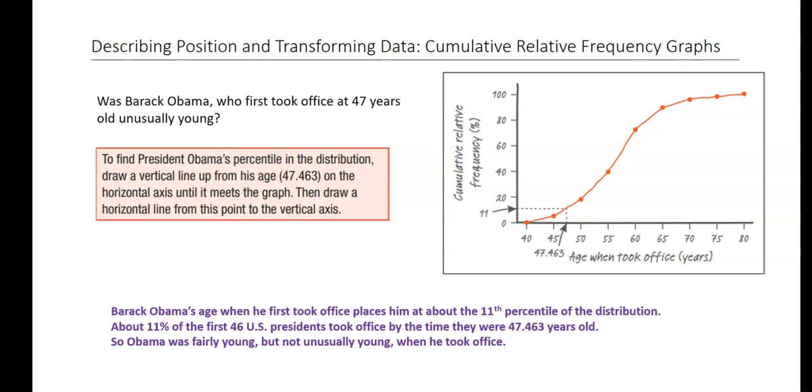Unusual in stats is typically 5% or less. So 11% is not quite to the state of unusual, but he was on the young side for sure.